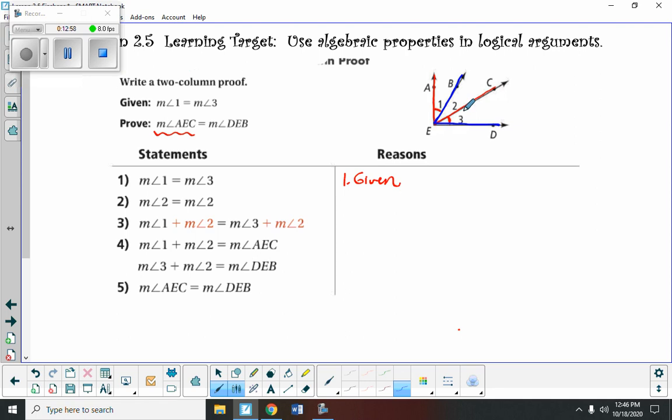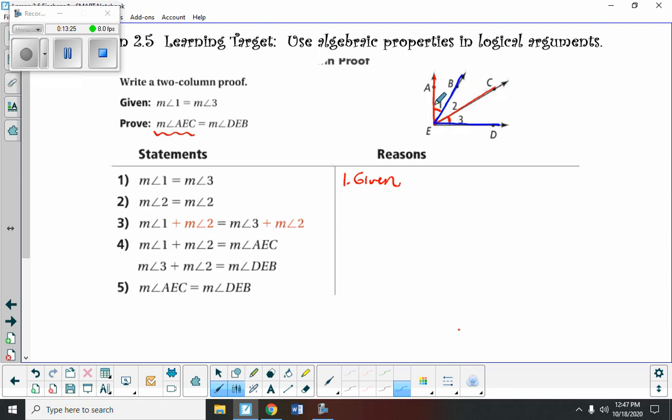Now, when you do problems like this, what you want to prove is always the last step. Your givens are typically your first step. What you want to prove is your last step. And then you want to try to understand it. Well, let's see. If 1 and 3 are the same, that's given. Now we're trying to show that this big red angle is the same as the big blue angle.